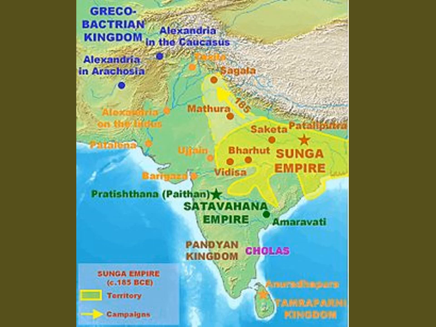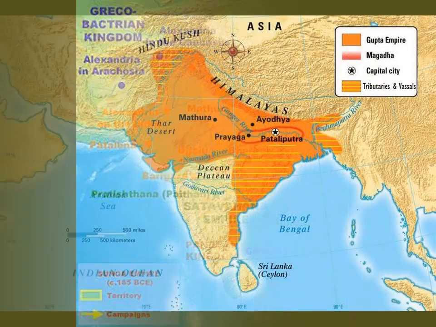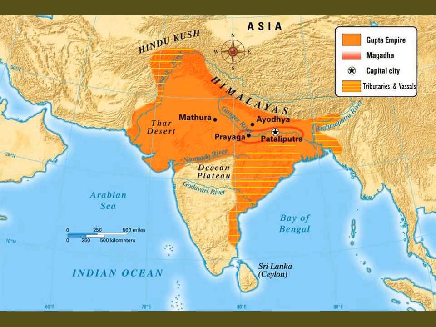And then after this period, we have the classical period of Indian history from 320 to 650. And this is represented by the Gupta Empire. The Gupta Empire is known as the golden age of Hinduism. On the map here, you see the Gupta Empire at its peak, right?